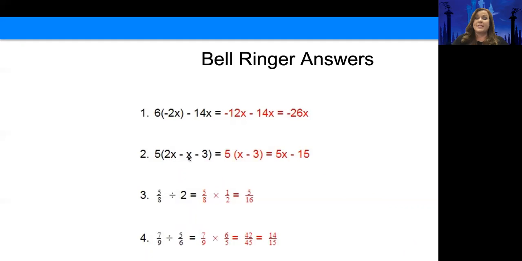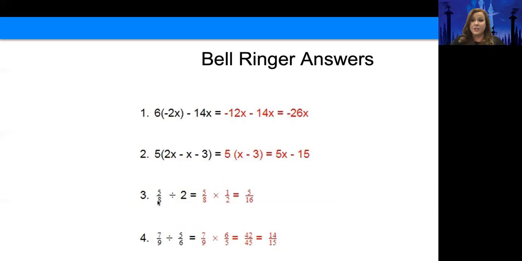Here, I would simplify in the parentheses first because 2x minus x is going to give us x. And that's where we get 5 times x plus 3. And then we do the distributive property. 5 times x is 5x. 5 times negative 3 is negative 15.